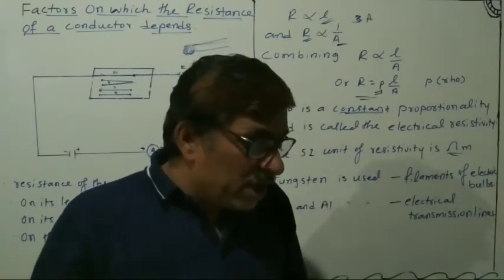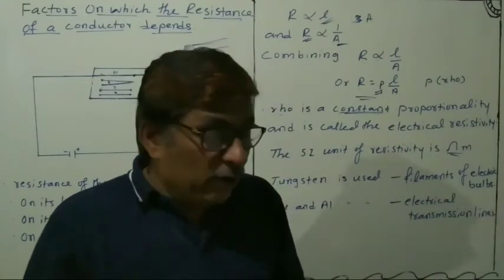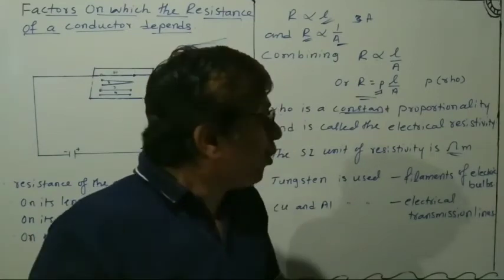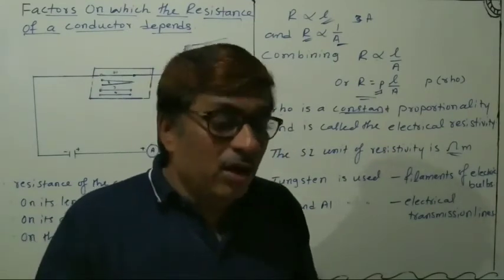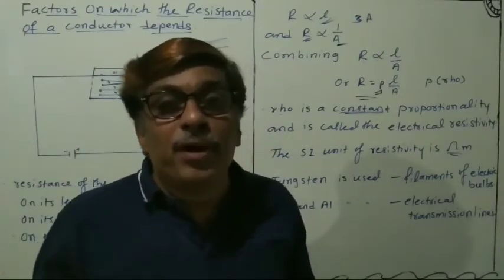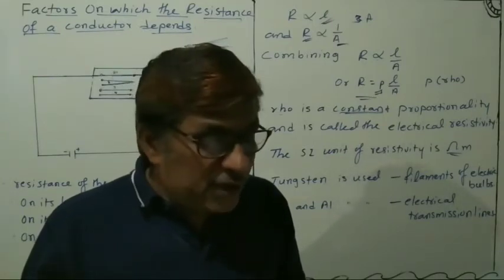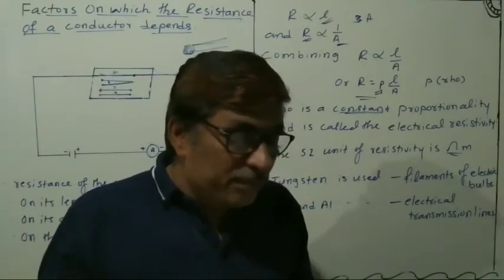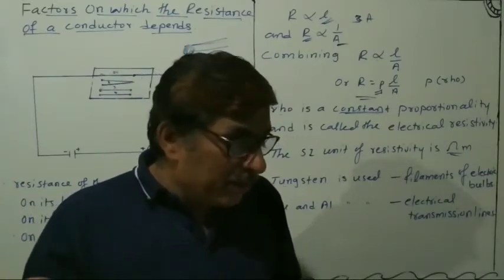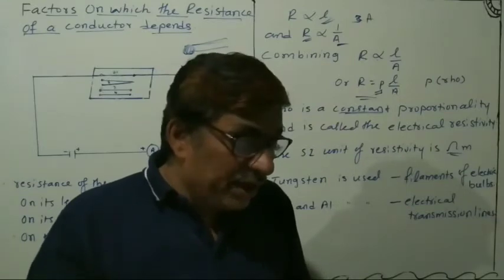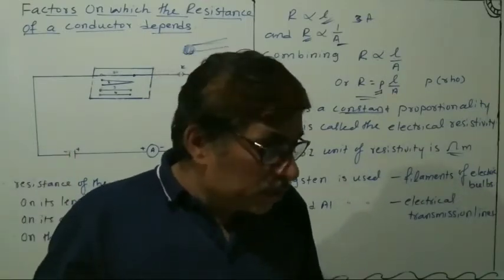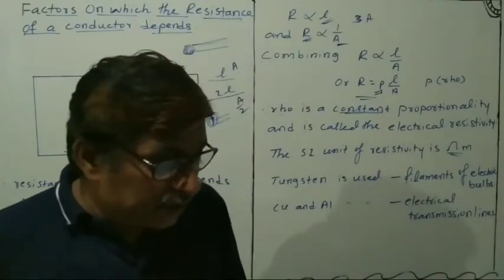The metals and alloys have very low resistivity. Try to understand here, dear students: whenever the resistivity is low, the current flowing will be more. So metals and alloys have very low resistivity, in the range of 10 raised to negative 8 ohm meter to 10 raised to negative 6 ohm meter. So they are good conductors of electricity.